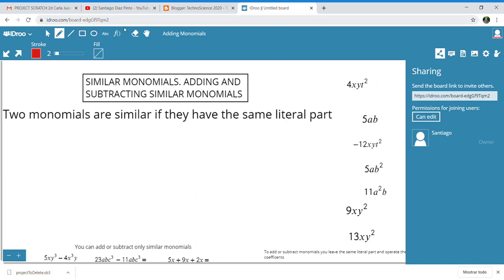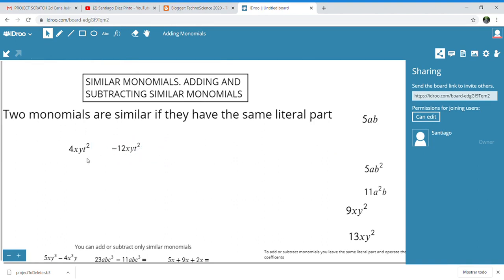So now, because you know that similar monomials are those monomials that have the same literal part, let's see if we can find couples of monomials that have the same literal part. For example, this is 4x y t squared. The literal part is x y t squared. Can you find here another monomial that has the same literal part? Yes, there is.